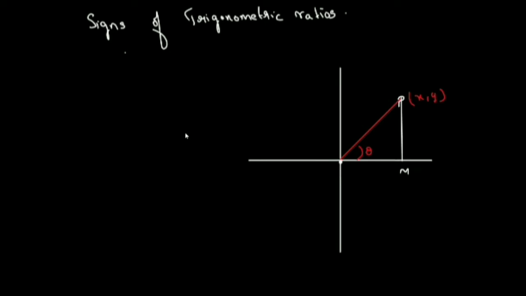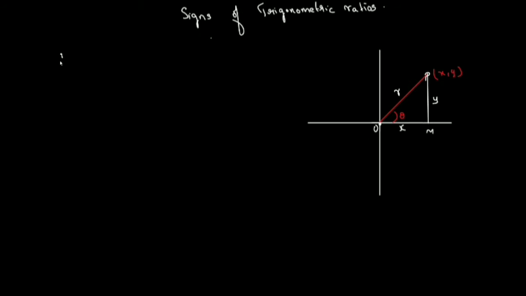So what is sine theta now? Take this as x, this is y. We take this as some r. So what is sine theta in the first quadrant? Opposite by hypotenuse, y by r. What is cos theta? x by r. What is tan theta? y by x.